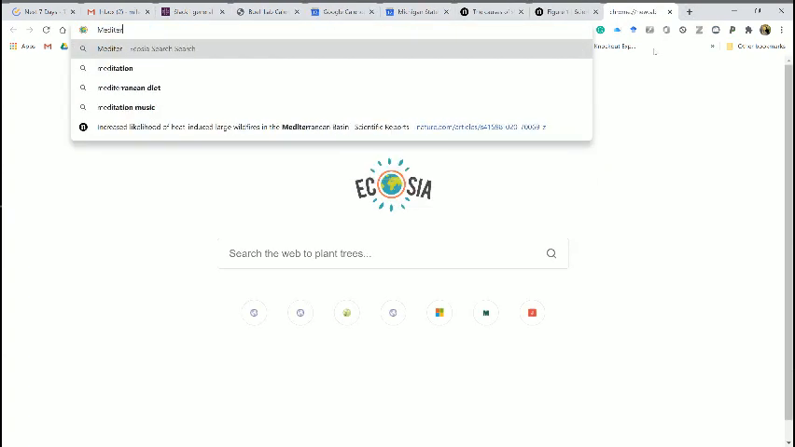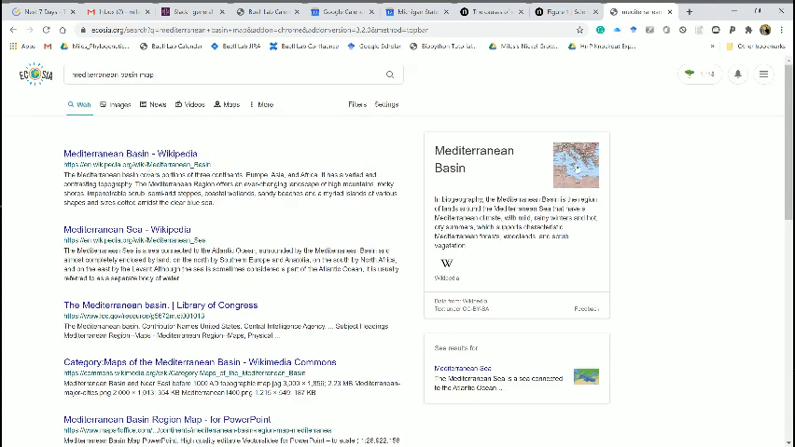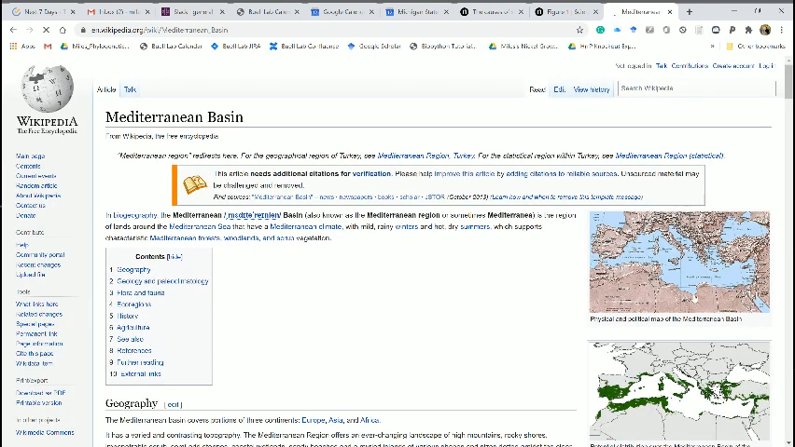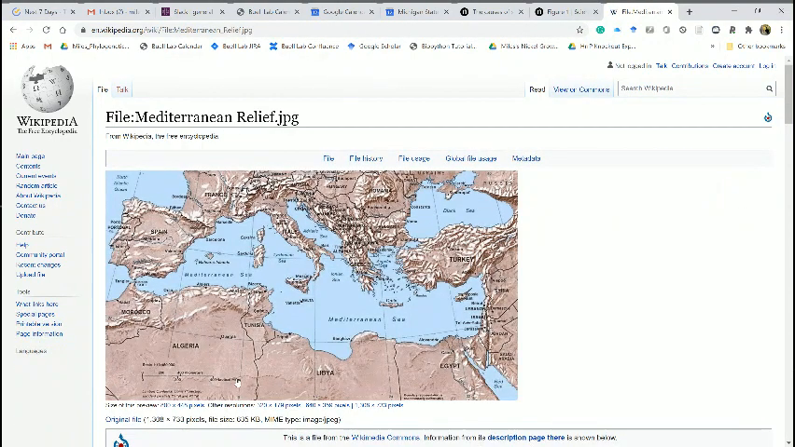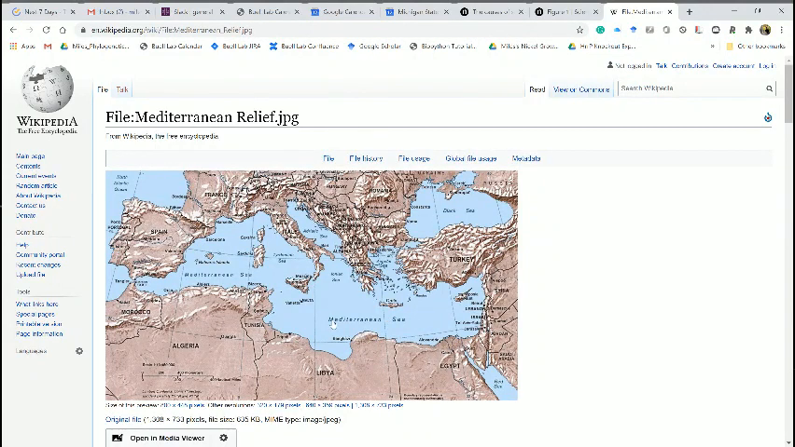which the authors studied. See, I'm pretty terrible with geography, so let's get a map of the basin. Okay, so it looks like it's around Italy, and Greece, and just north of Africa. Okay, it's just the Mediterranean Sea.